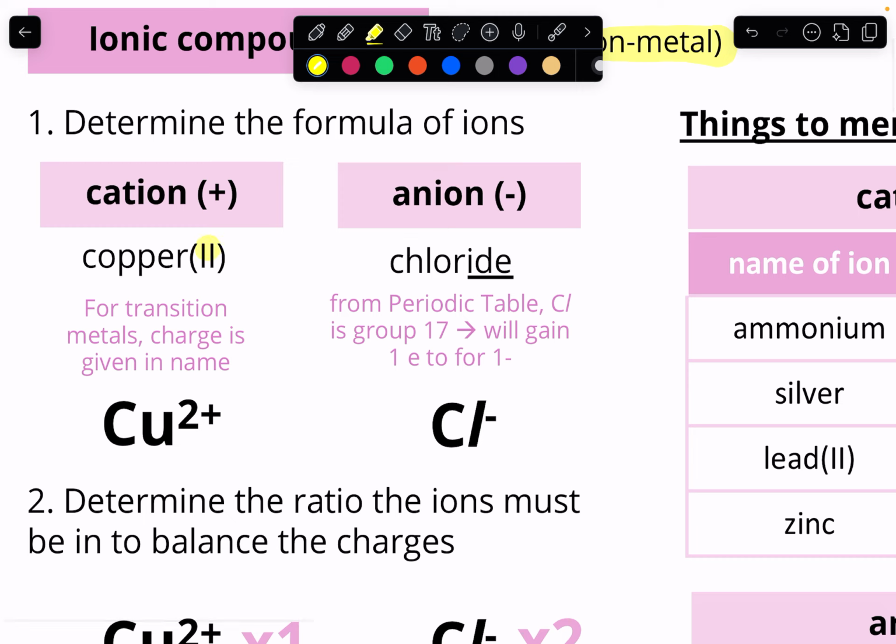If it is a transition metal, the charge is actually given in the name. Like say copper bracket 2. This 2 tells us it has an oxidation state or charge of +2. So I will note down here.